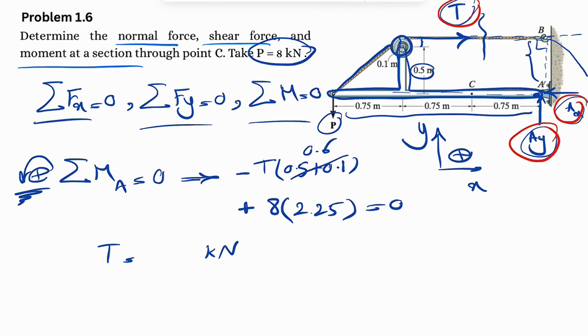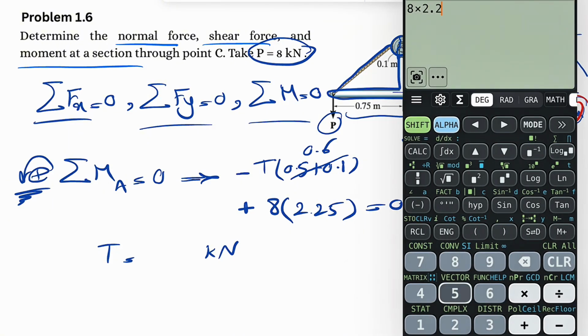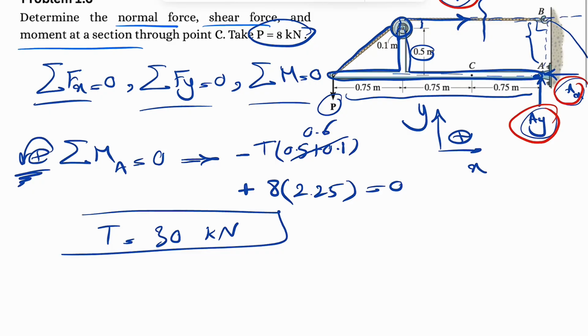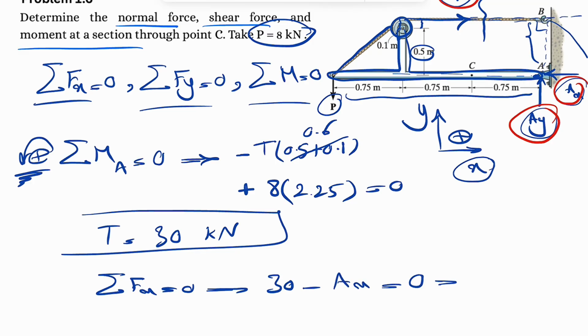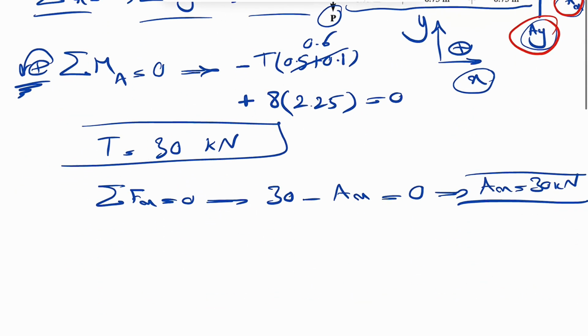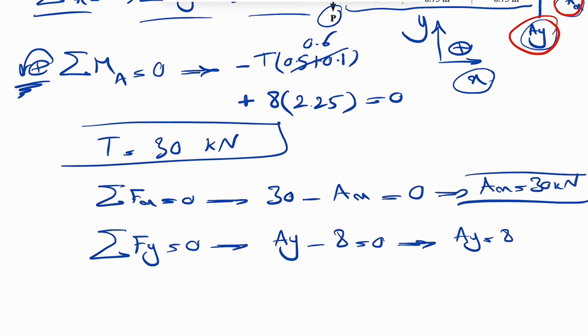So basically this is 0.6. We have 8 times 2.25 divided by 0.6, and that's going to give us 30 kilonewtons for T. Now we can move on to the sum of all forces in X equals 0. We have T, which is 30, and it's to the right, along the positive x-axis, so it's positive. And we have AX negative, which means our AX is also 30 kilonewtons. The last thing is the forces in the Y direction. We have AY positive, and we have P, which is downward. So AY is 8 kilonewtons.